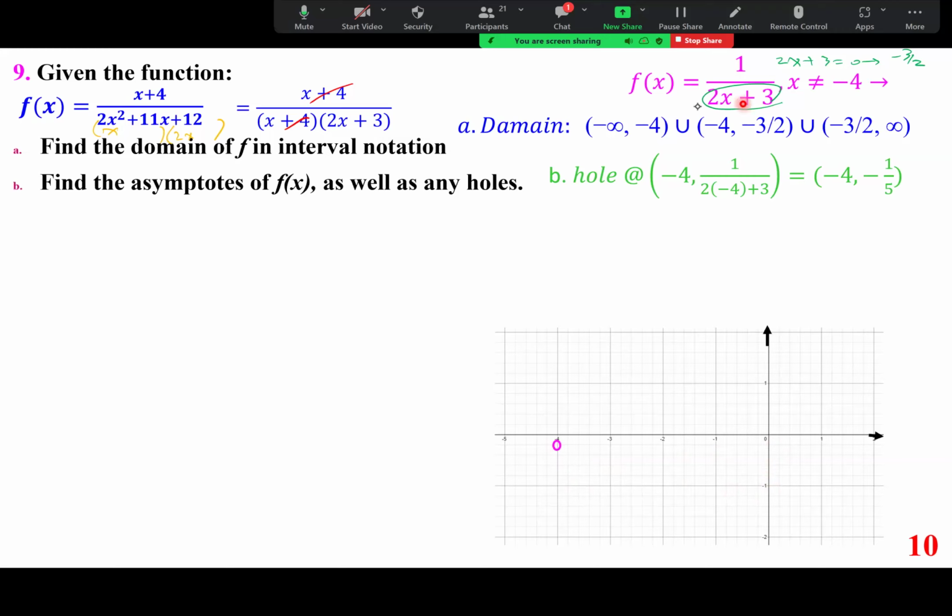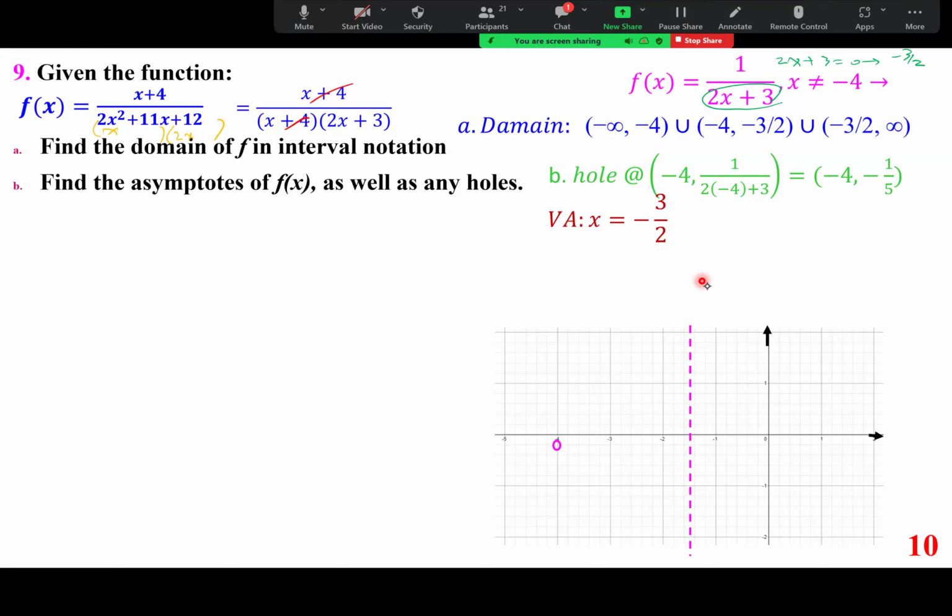Vertical asymptote. So x equals negative 4 is not a vertical asymptote. It's a location of a hole. So 2x plus 3 equal to 0. X equals minus 3/2. That's your vertical asymptote. And you graph that. This is negative 1. This is negative 2. So in between, x equals negative 3/2.